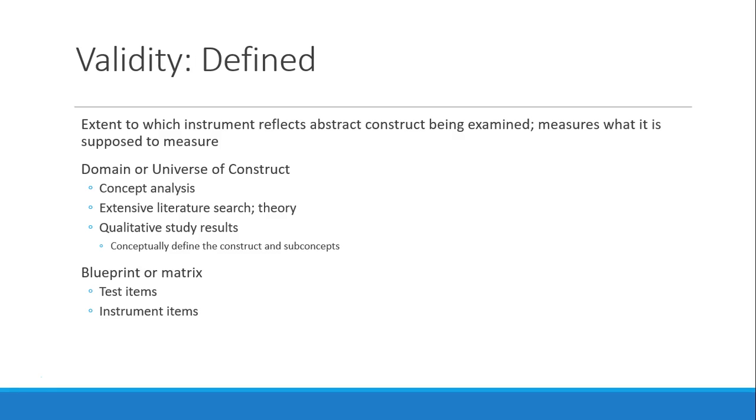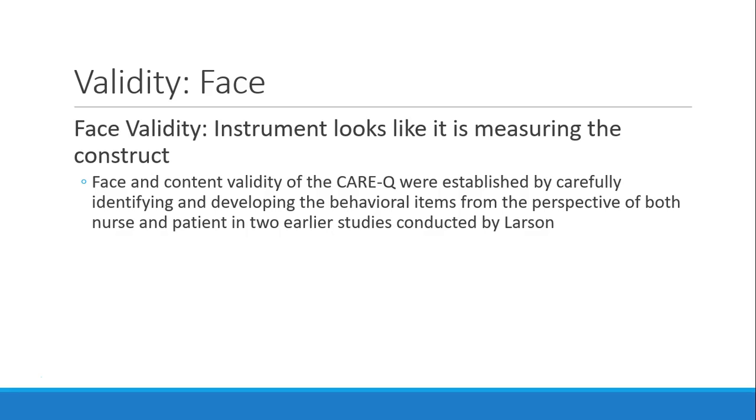As well, you can add to that a blueprint or matrix, and then you can connect the items to the citations in the literature or the themes and codes from qualitative analysis or through concept analysis according to Walker and Avant's process. Face validity is basically called armchair validity, and the CARE-Q used face validity, looking at nurses and patients and studies that Larson conducted. Larson has probably the oldest instrument that measures nurse caring.